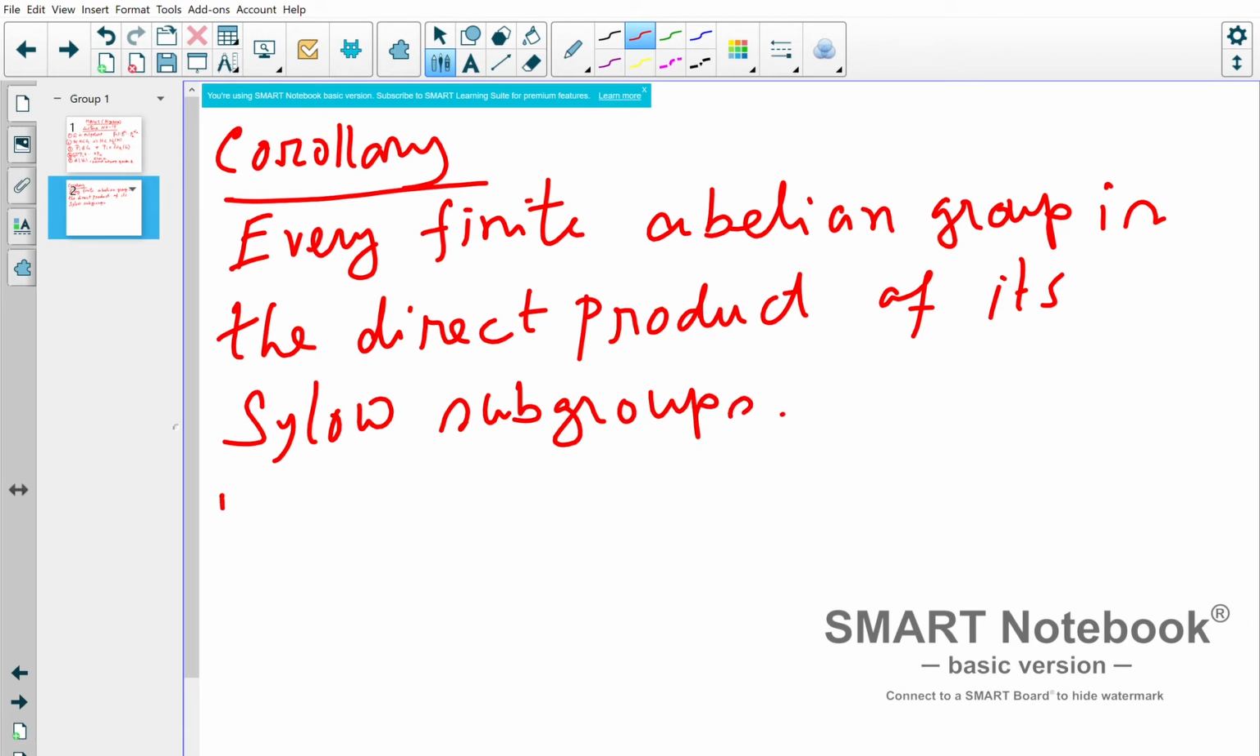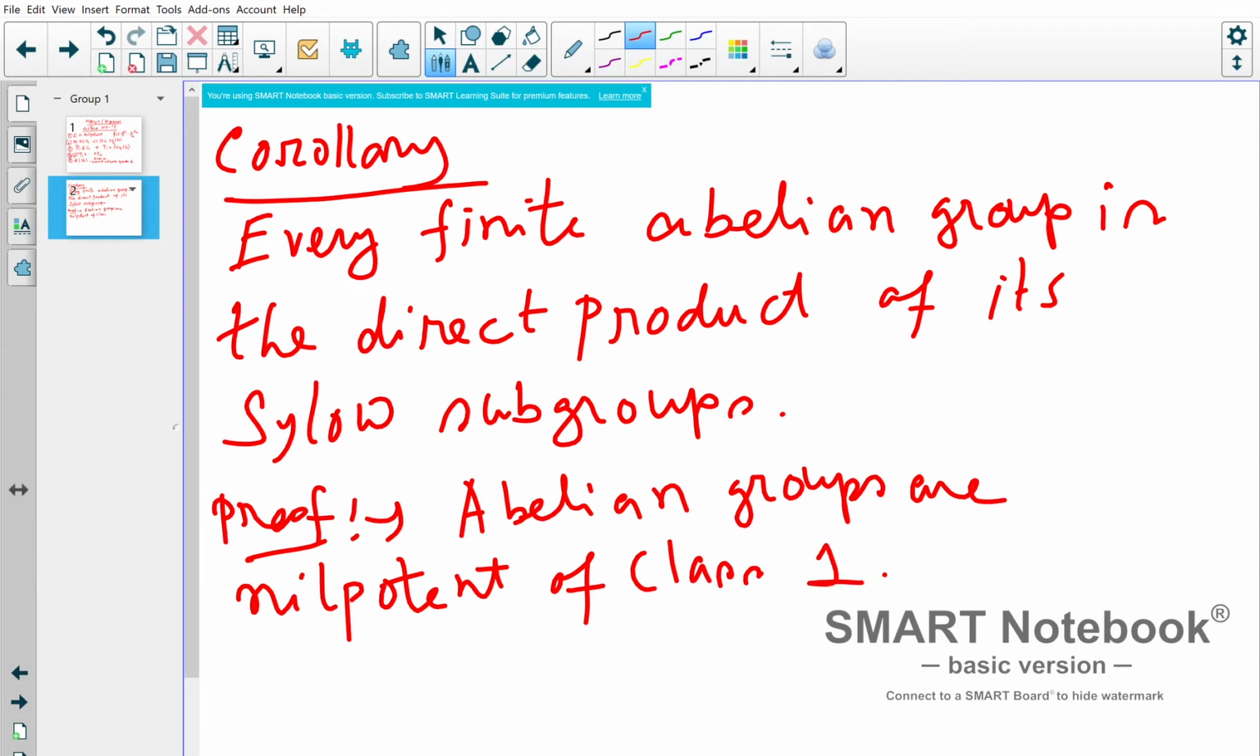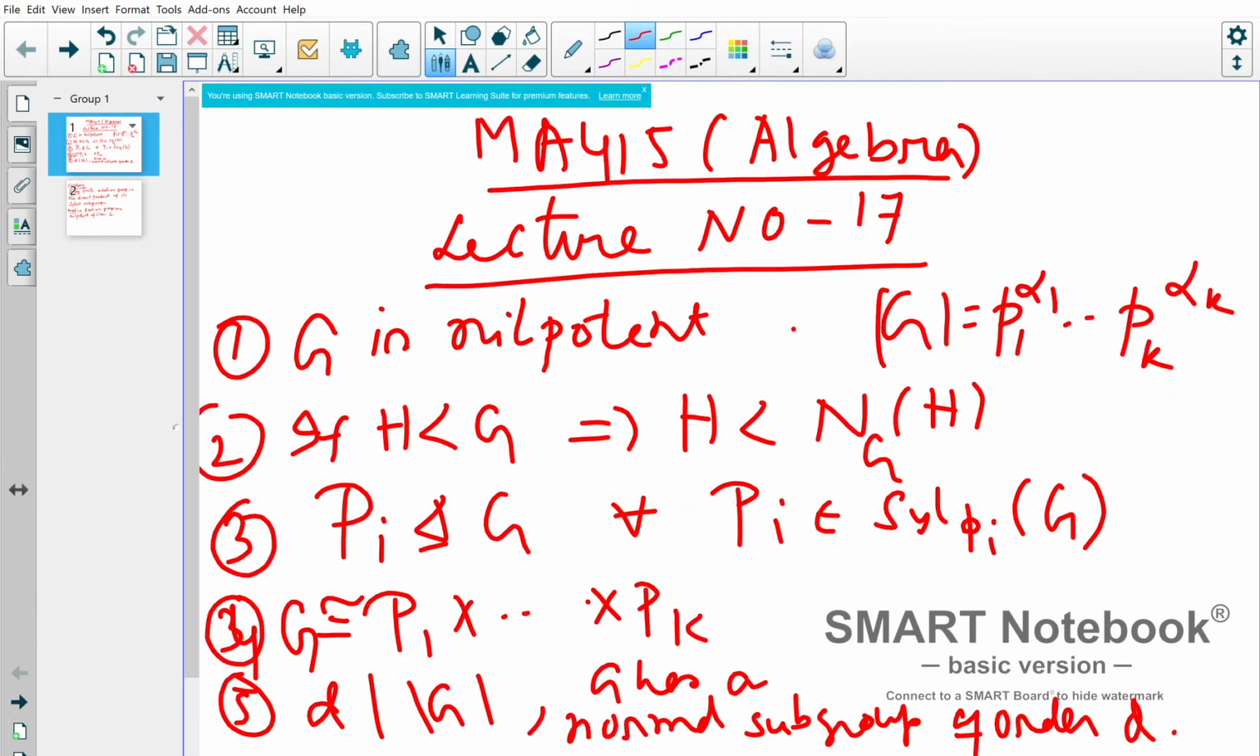And the proof is obvious because abelian groups are nilpotent groups of nilpotency class 1, and we know that for nilpotent groups these are the product of Sylow subgroups. So abelian groups are nilpotent of class 1, okay? And for nilpotent groups we already know, from characterization number 4, that they are the direct product of Sylow subgroups.